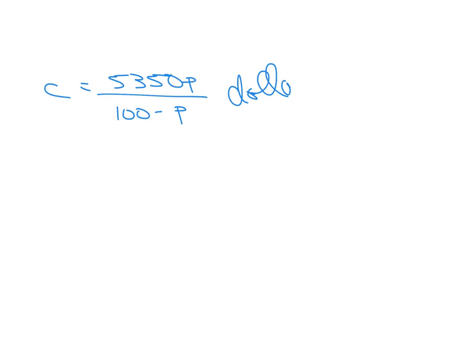Okay, so we've got C equals 5350 P over 100 minus P, and that is in dollars. All right, so let's see what's going on. Use the restriction on P. Okay, what in the world does that mean? Well, look at what they're saying. Suppose that the cost C of removing P% of pollution. So we're removing a percentage of pollution.